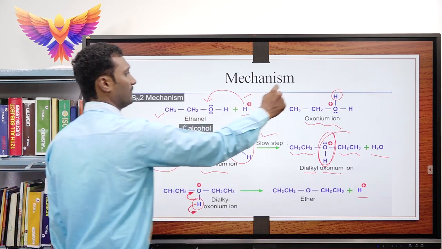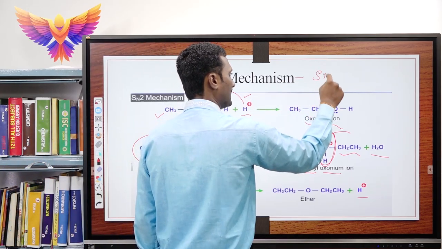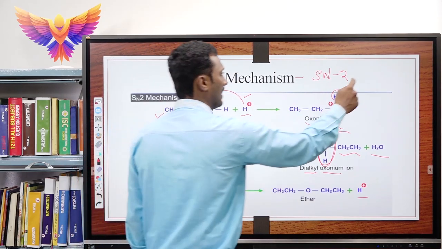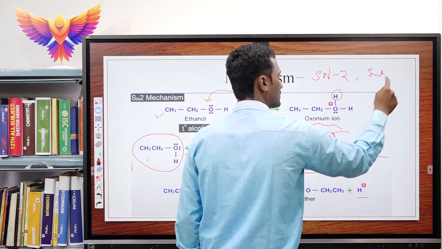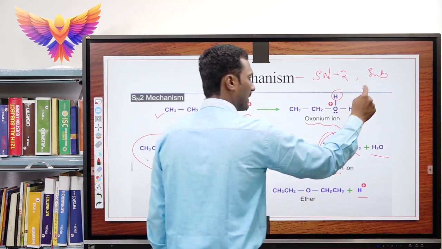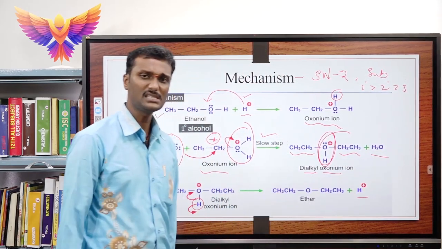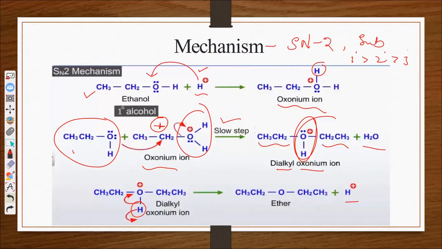So this mechanism follows what type of reaction? The SN2 mechanism, as we already learned in the previous slide, and it's a substitution reaction. The reactivity series is primary more than secondary, more than tertiary, meaning the alcohol I'm talking about. So this is how the mechanism takes place, friends.